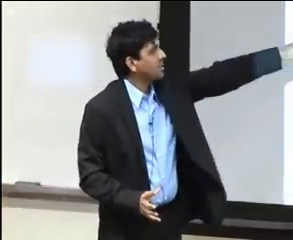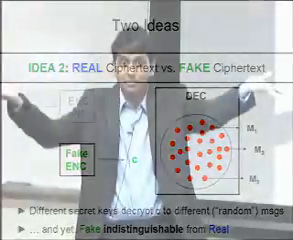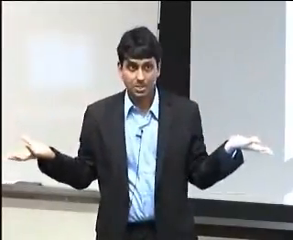Okay, good. So the fake ciphertext behaves very differently from the real ciphertext, and yet we require that if I see a fake ciphertext on one hand and a real ciphertext on the other, I can't tell which is which. So the fake ciphertext is indistinguishable from the real ciphertext.